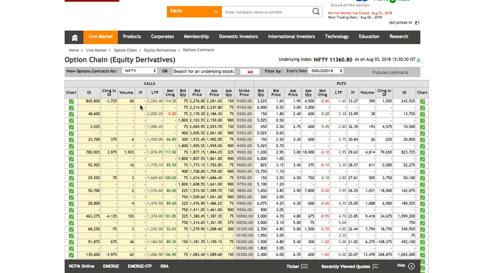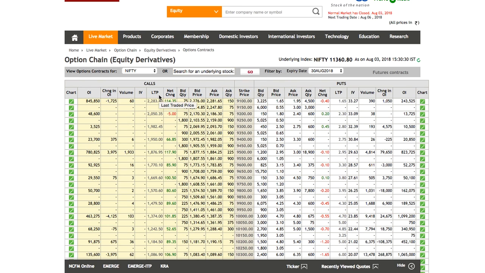So wherever we see that the implied volatility is blank or there is no volume here, it basically says that these strike prices are illiquid. There's hardly any trading happening here. There's no trading volume here. So there was no mechanism to discover the implied volatility.